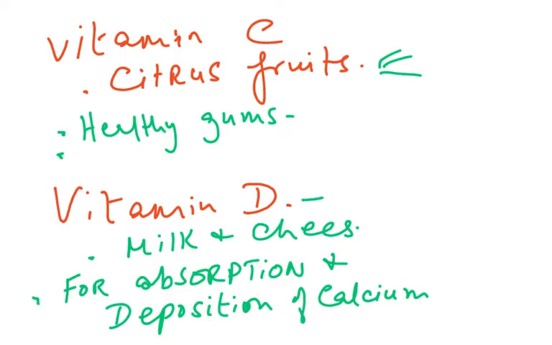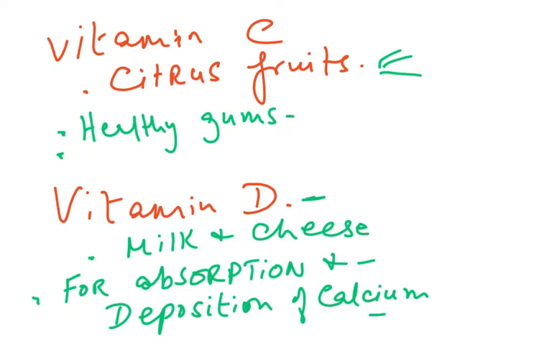Vitamin D is a very important vitamin. It's a fat-soluble vitamin. It's present in milk and cheese, all dairy products. And it is required for the absorption and deposition of calcium. So in order for it to be absorbed, like you drink milk, milk has calcium and vitamin D actually. So in the presence of vitamin D, calcium will be absorbed and will enter the bloodstream and then will be taken to the different cells of the body where it's used.